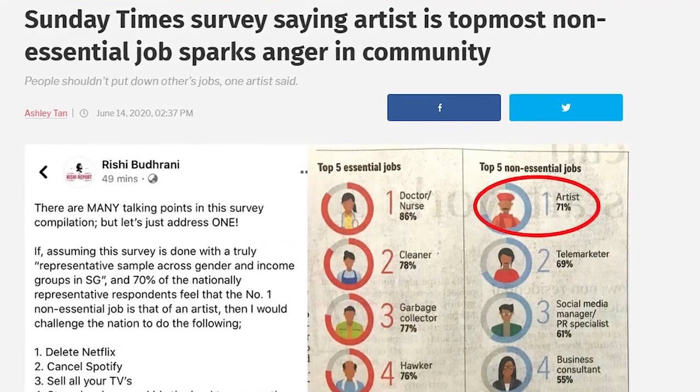Kind of like what Singaporeans think of artists, non-essential. They say one, not I say one.